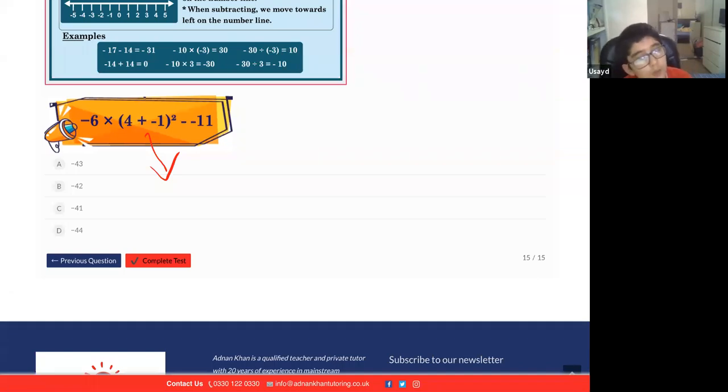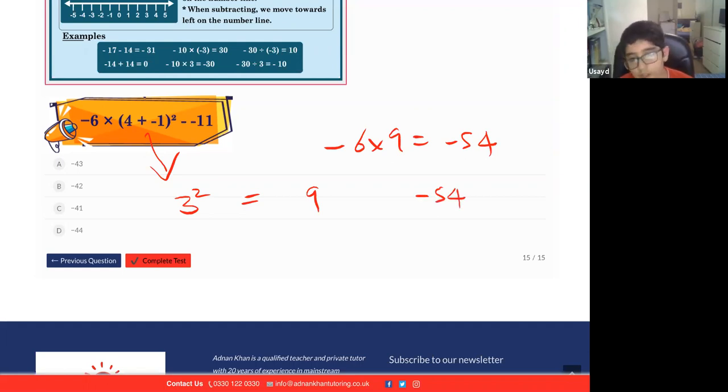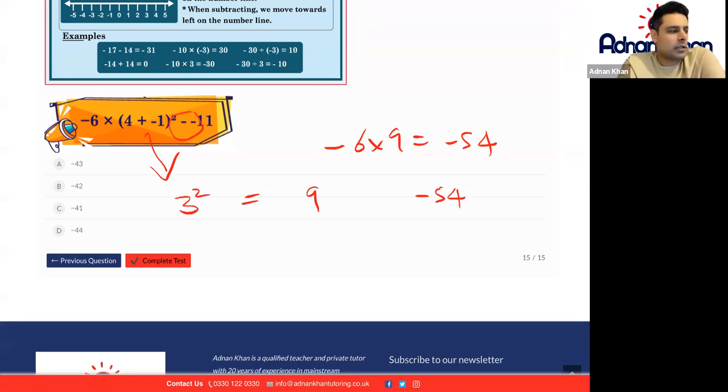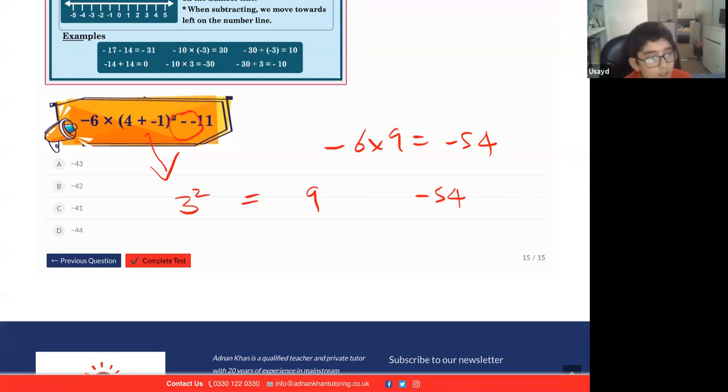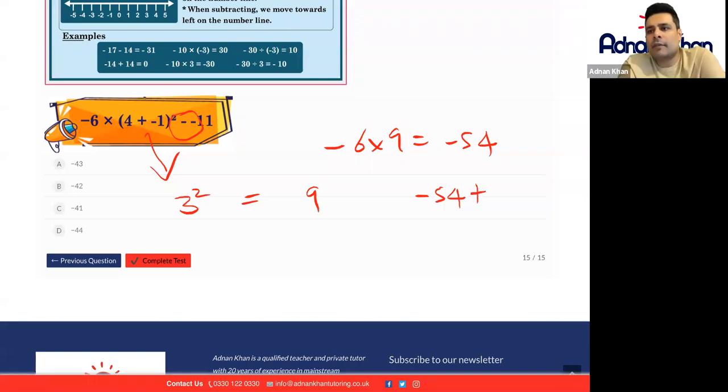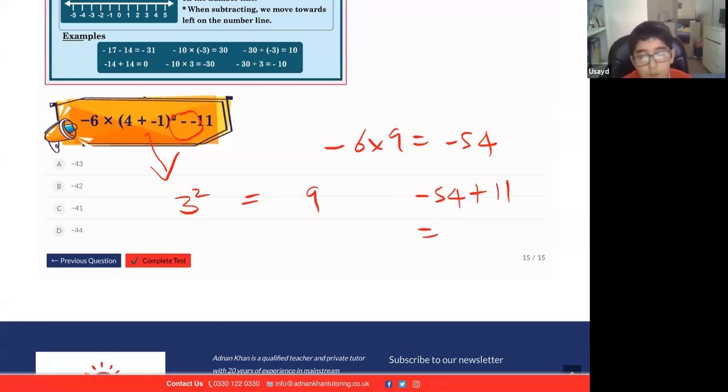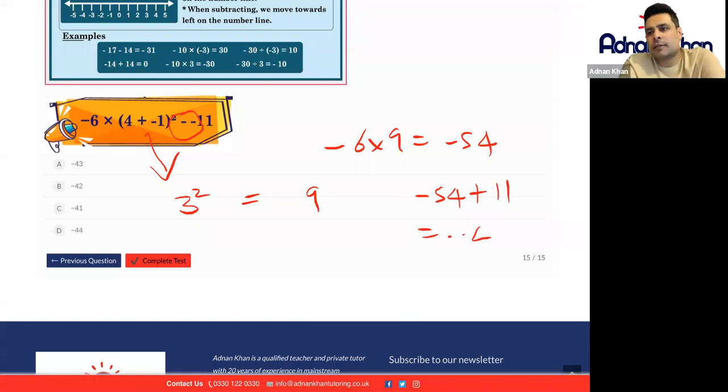4 add minus 1 would be 3, squared would be 9, minus 6 times 9 is minus 54, minus 54 minus 11 is minus 43. Minus 54. So 2 minuses make a? Add. So 2 minuses will become add 11, and that will give us? 43. Minus 43. Well done, good lad. Minus 43. Okay. Thank you very much, kids.